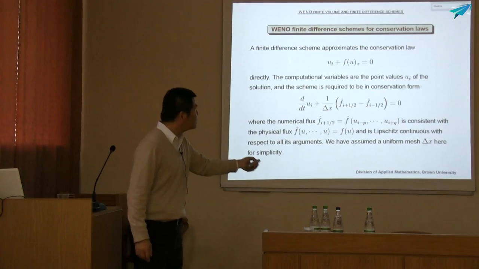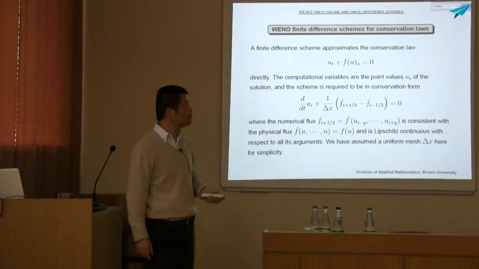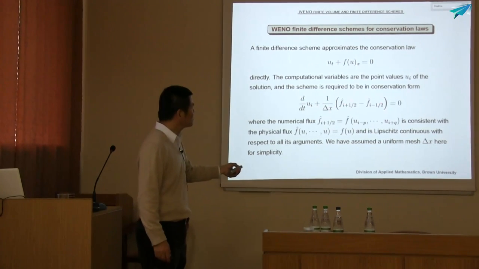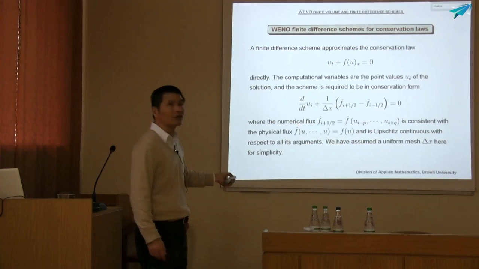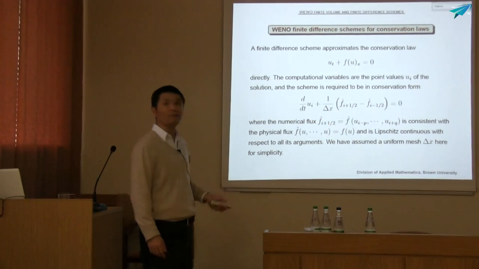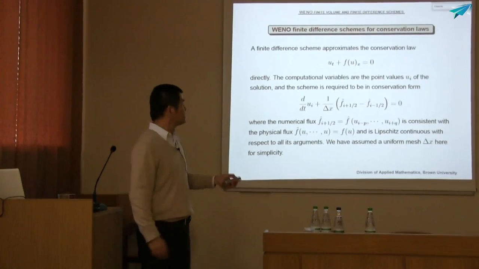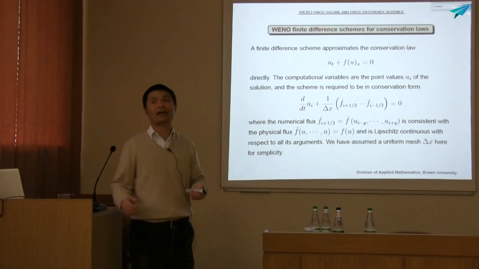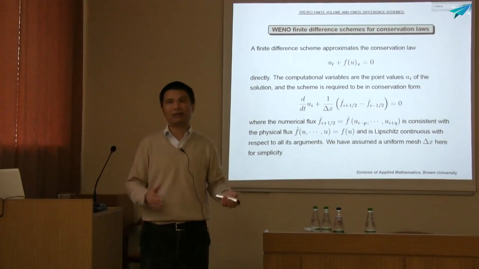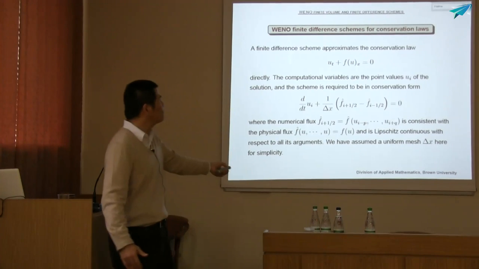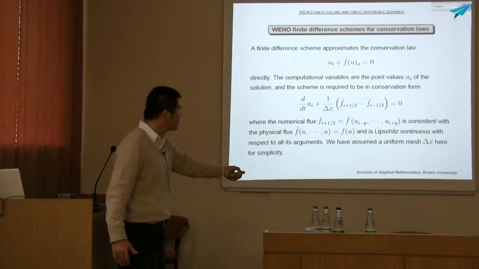So the scheme looks very similar to the scheme before. It is still d/dt of u_i equals 1 over delta x times a flux difference. So you still have a so-called numerical flux, still denoted by f hat i plus half. But this time, the numerical flux depends on the point values rather than on the cell averages. It depends on the point values of the solution at some neighborhood, for example, from i minus p to i plus q.